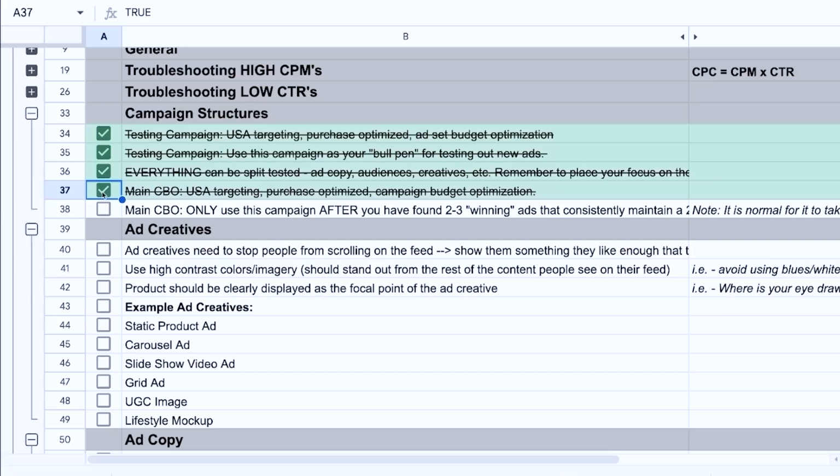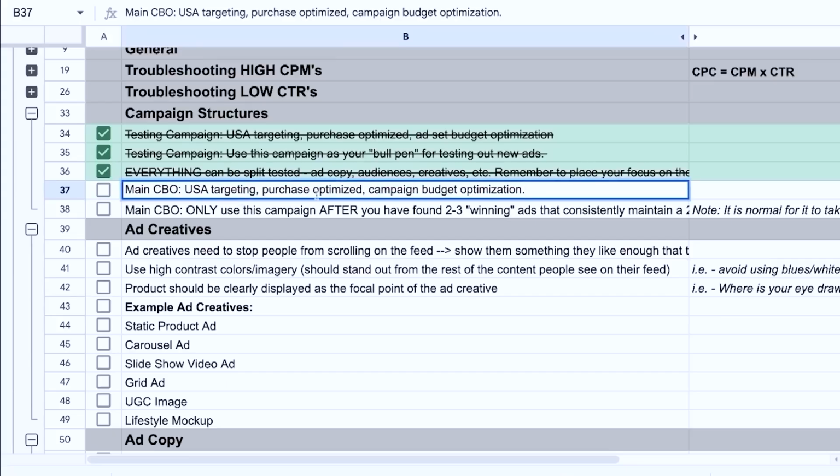Then our main CBO is USA targeting, purchase optimize, campaign budget optimization. And again, breaking down these fancy sounding buzz terms, they're really nothing. This is just telling Facebook what countries we want to show. We do USA in the beginning because logistics is much easier selling to one country than many. Second, we're telling Facebook what kind of people we want to get.